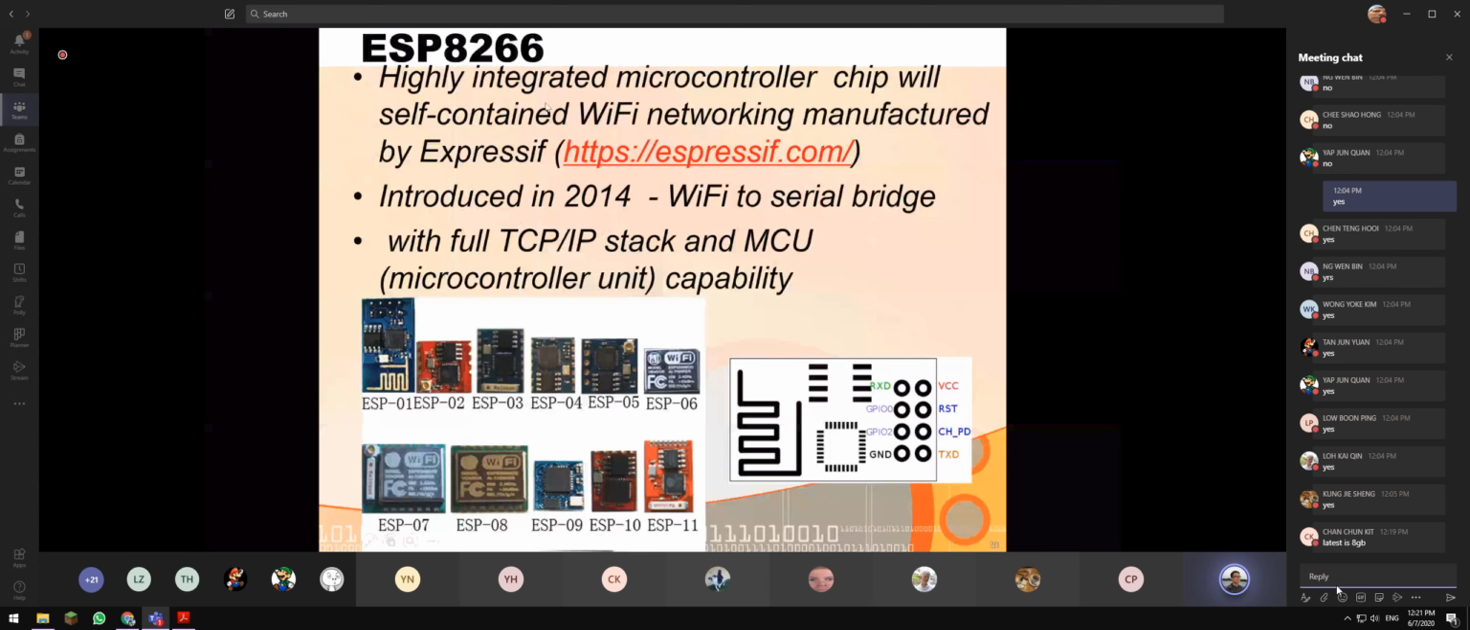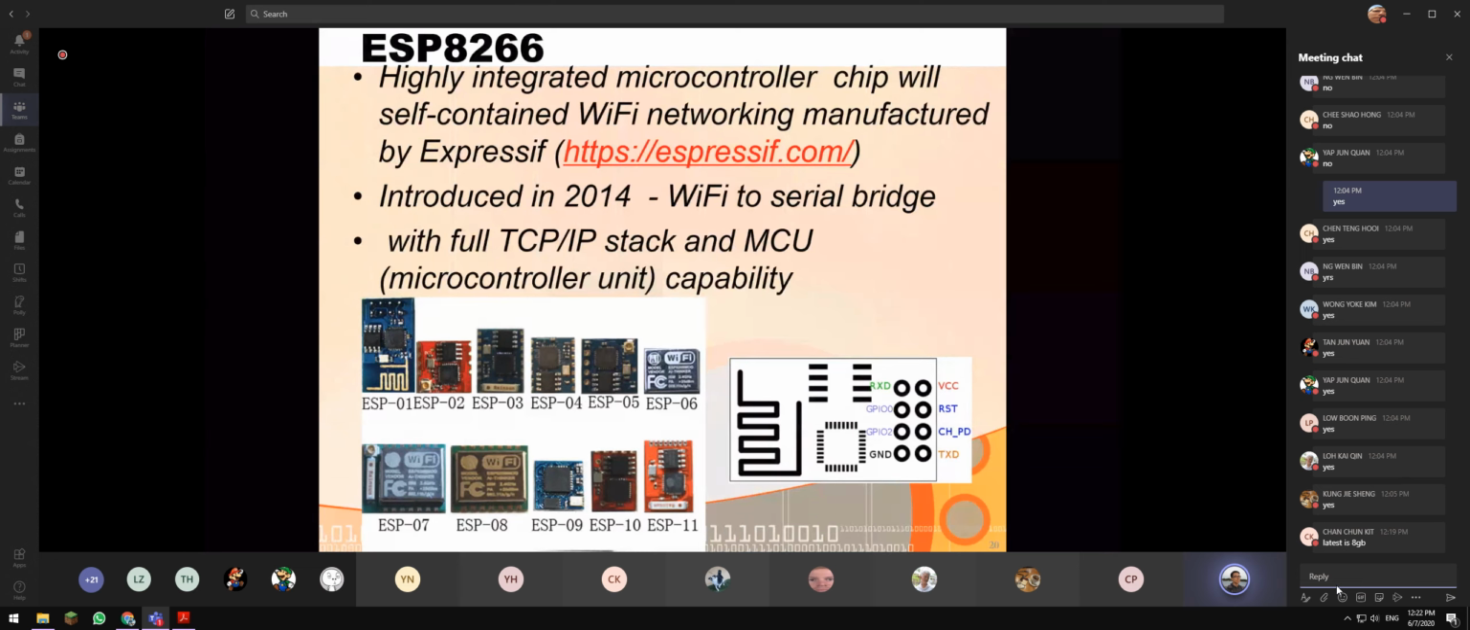Then of course, when it comes to ESP8266, it's the same. ESP8266 was introduced in 2014. It's very tiny and very small. They had a lot of variants of the ESP8266 at that time.